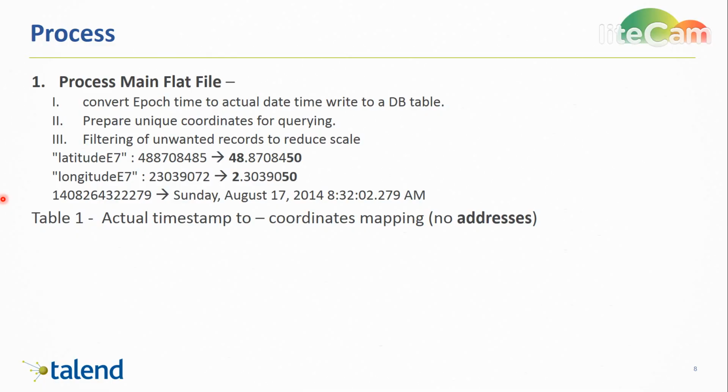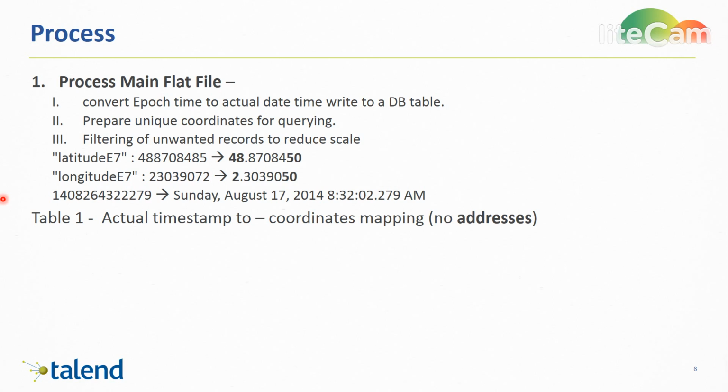The second job handles most of the logic and has two flows. The first objective is to load all timestamps to a DB table with a mapping to normalized coordinates. The transformation of the coordinates is for two reasons. The first is to place the decimal points at the right place. Without that, the API would not return any results.